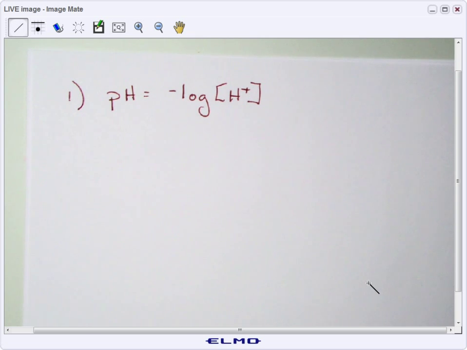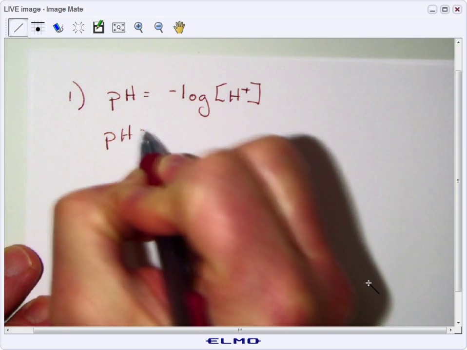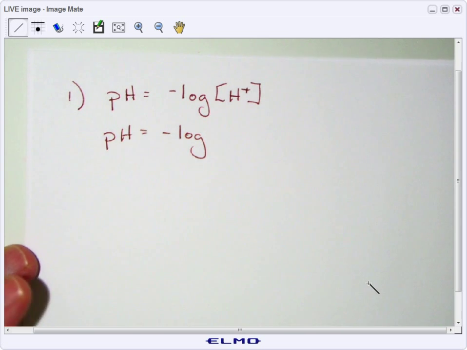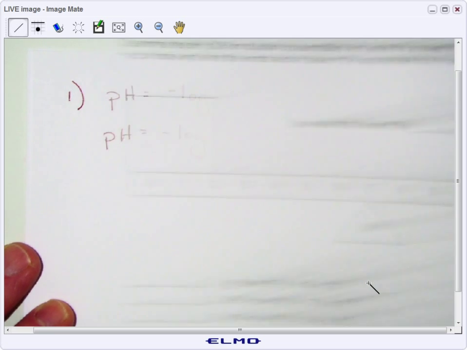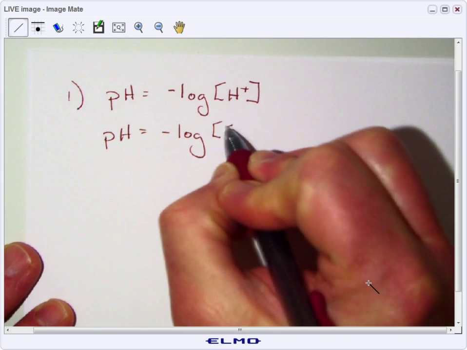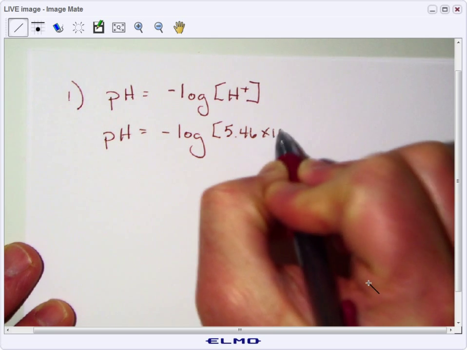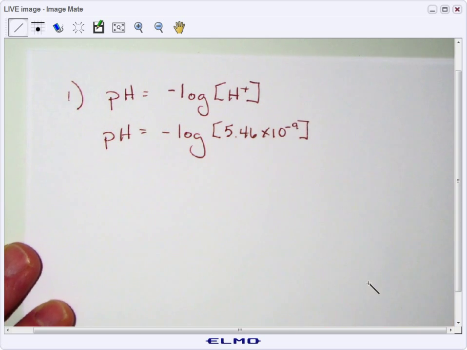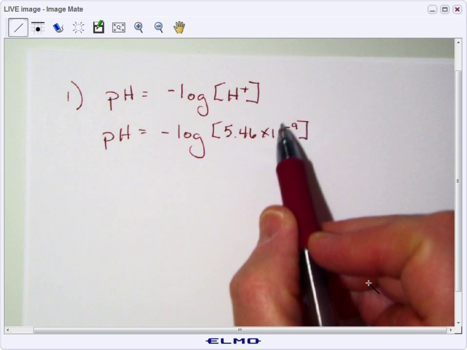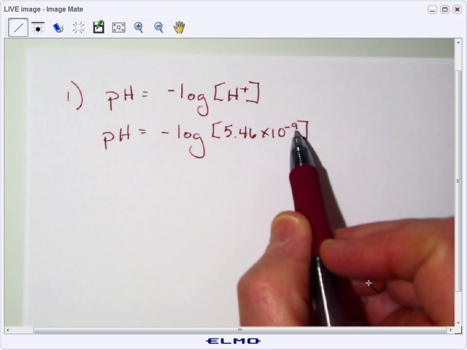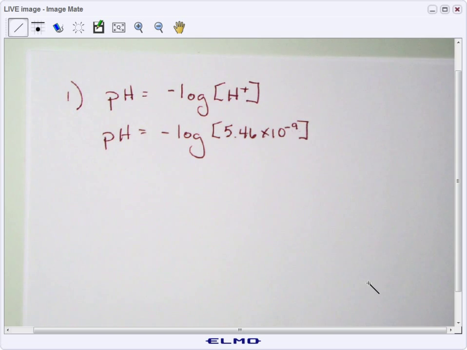And then just, what do we have? pH equals the negative log, and it gave me the concentration here. It gave me a concentration of 5.46 times 10 to the negative 9th. Now, if you remember from Thursday, we could also approximate our pH by looking at this exponent. Our pH should be somewhere around a 9, right? So when we get the answer, we'll know if we probably did it right or not.